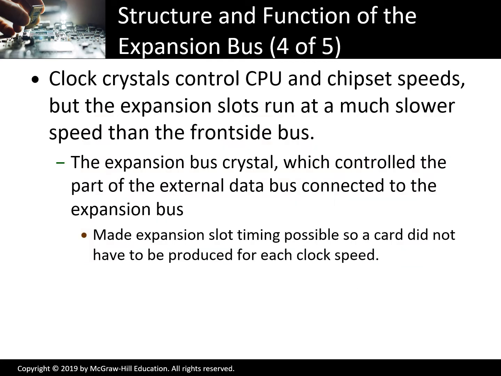Now, the crystal clock controls the CPU and the speeds, okay? The expansion slots run at a slower speed than the front side bus. So the expansion bus crystal, controlled by the external data bus, is connected to the expansion bus. So what these clocks are doing is making sure that everything works together in terms of clock cycles. Otherwise, you get what's called a race condition, and different parts of the computer motherboard are operating at different speeds.